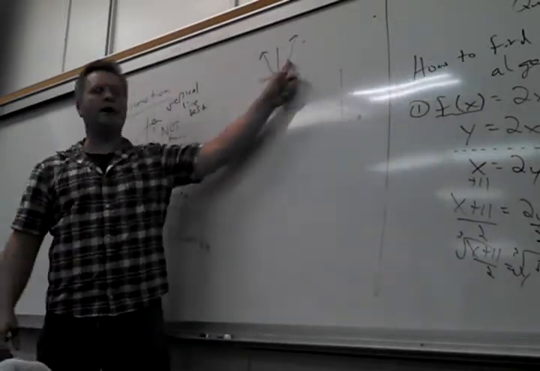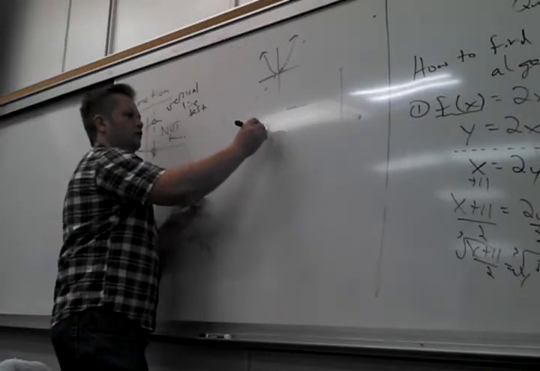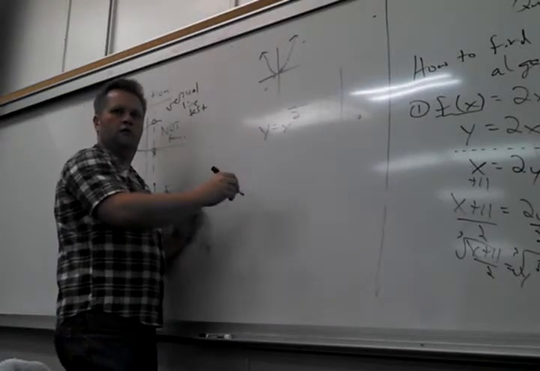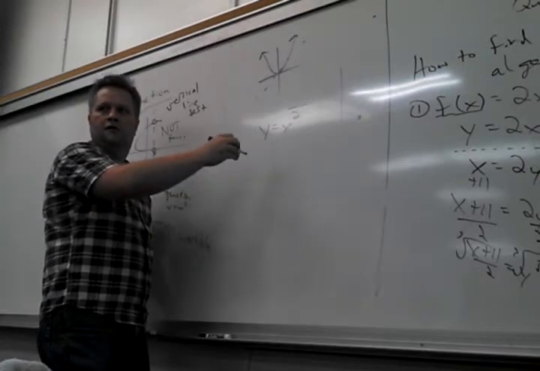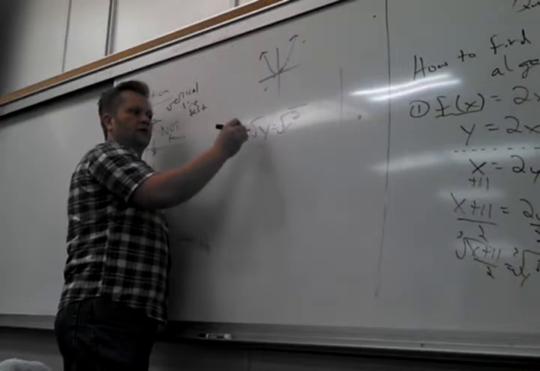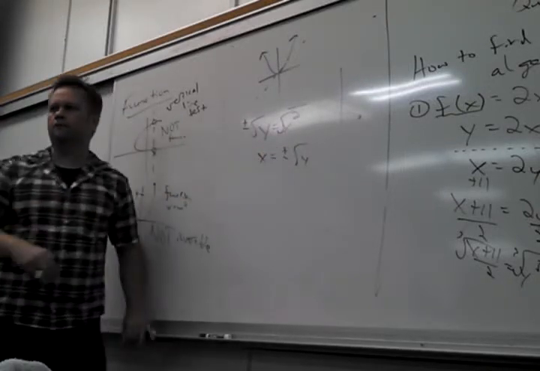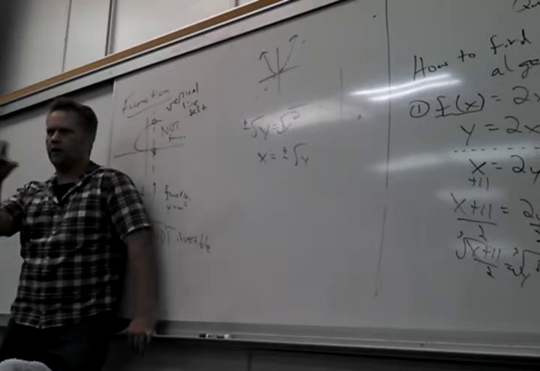But if I try to do it for a parabola, I can't. And it's very quick. If I look at y equals x squared, how do you solve for x? The minute you do that, what do you have to do? Plus or minus. So I get x equals plus or minus. There's two options. That's why there's no inverse. There's too many options.